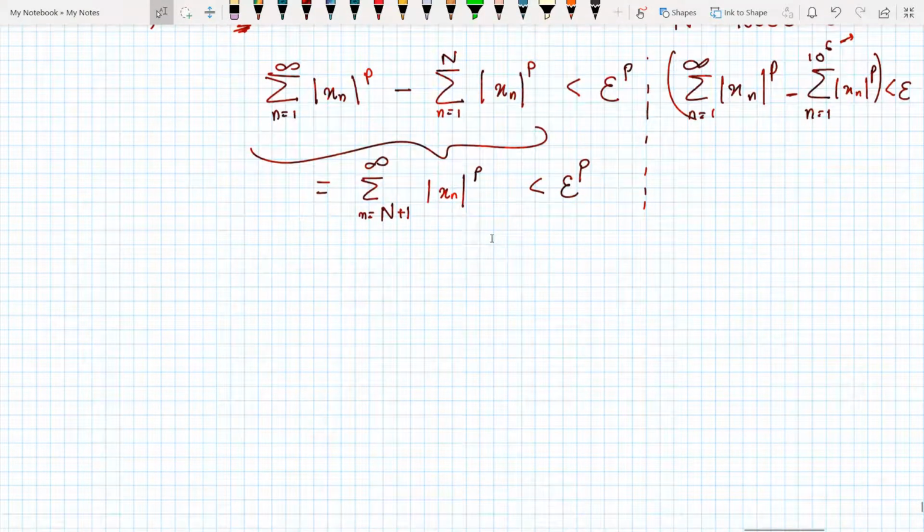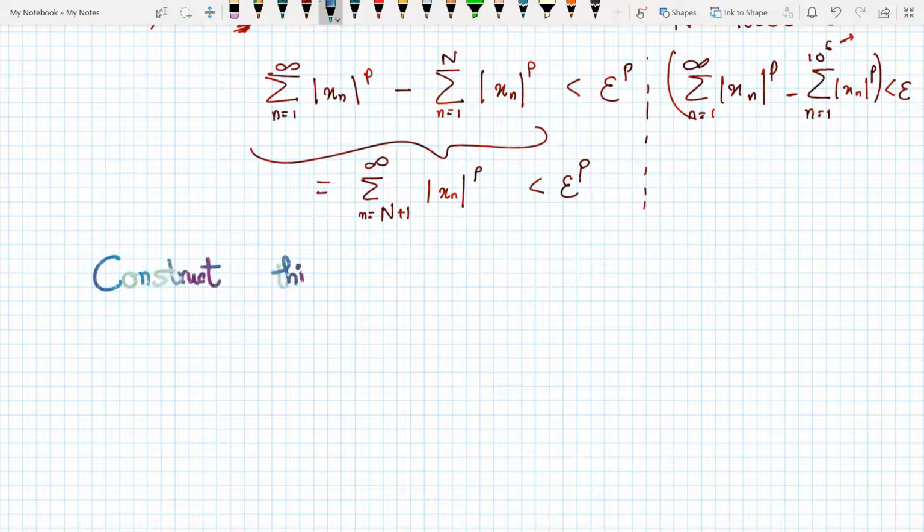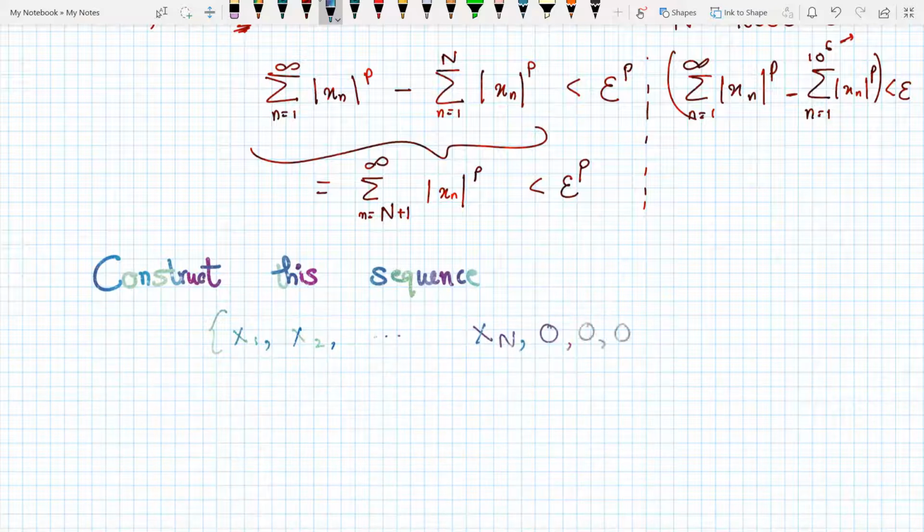Okay, now I construct this sequence. And which is this sequence? The sequence looks something like this. Okay, so here is x1, x2, till xn, and every other element of this sequence is nothing but 0.